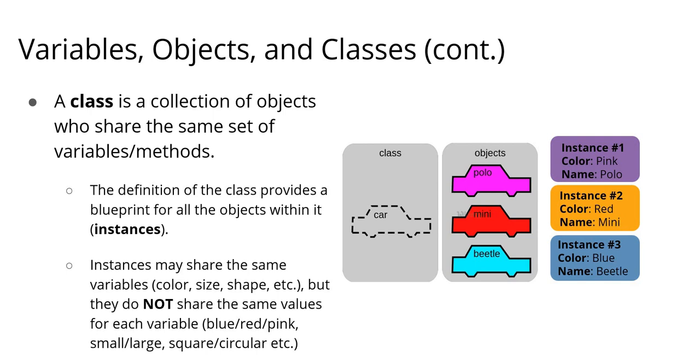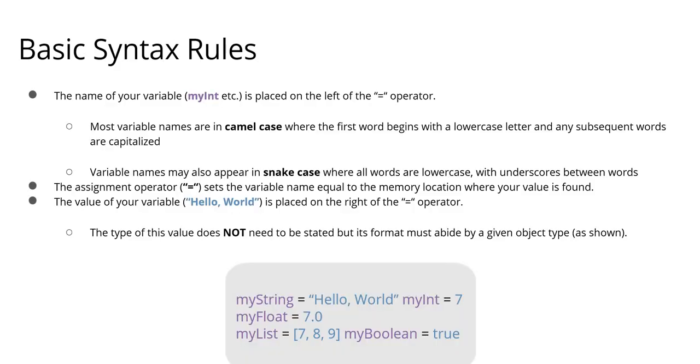Instances may share the same variable names, like name, color, shape, etc., but they do not share the same values for each variable. The values will be different. So this is the actual difference among these three.